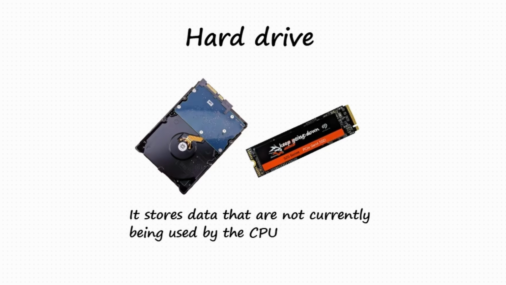Also, we have a second type of storage that stores data permanently, which is a hard drive. The hard drive stores data that are not currently being used by the CPU. And we have two types of hard drive. Let's go and see what the types of the hard drive are.